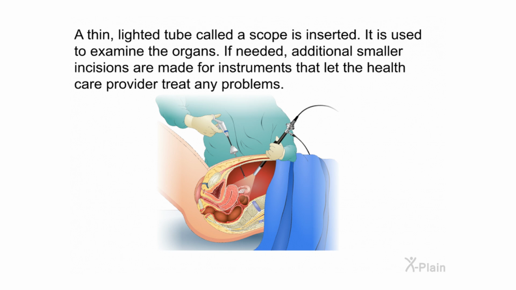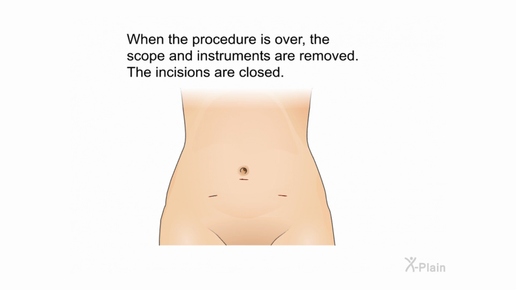A thin, lighted tube, called a scope, is inserted. It is used to examine the organs. If needed, additional smaller incisions are made for instruments that let the healthcare provider treat any problems. When the procedure is over, the scope and instruments are removed. The incisions are closed.